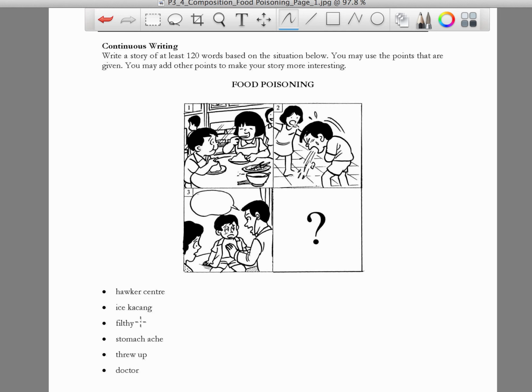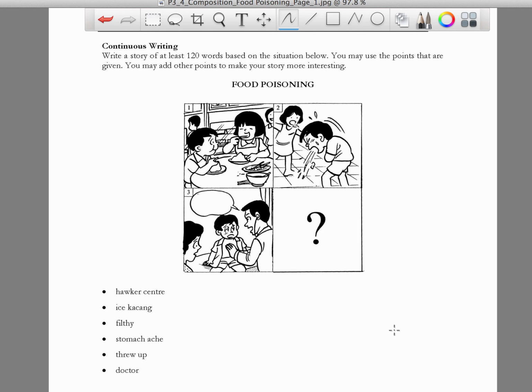Filthy means very dirty. In this case, obviously used to describe the condition of the hawker center. Stomach ache, a pain in the tummy. Threw up is another word for vomiting. And doctor. So here you have the helping words, and the pictures that the story is based on.